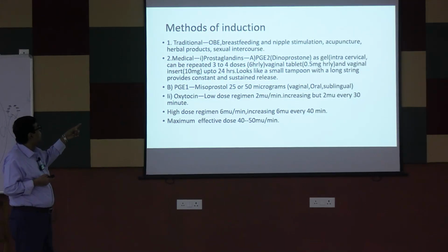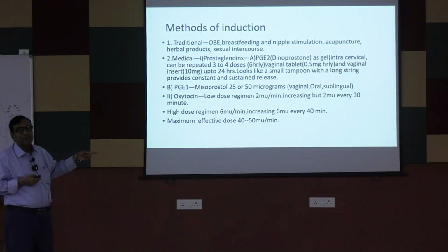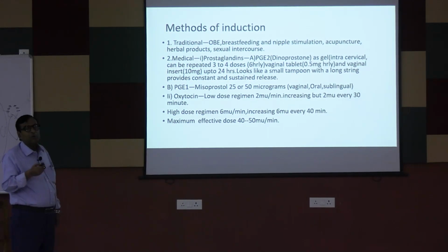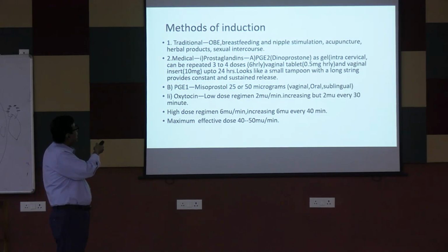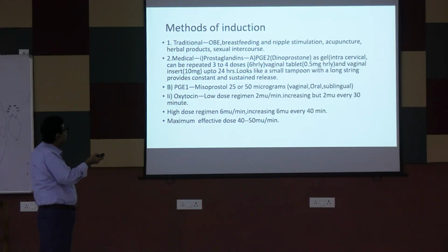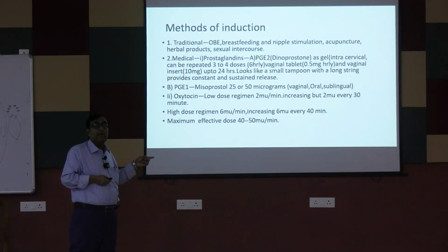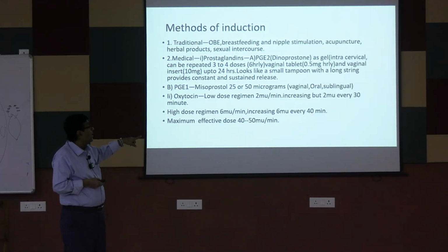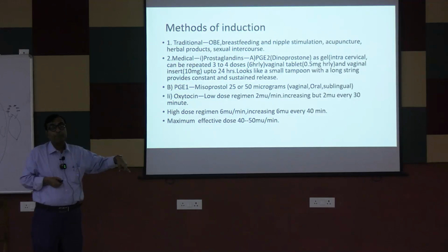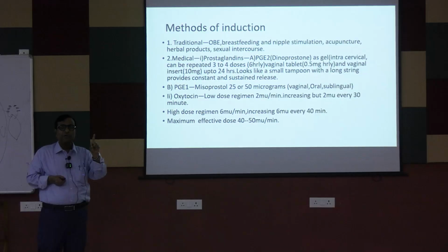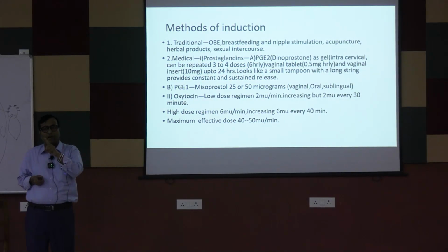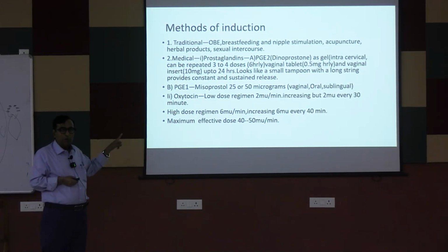Number 2, PG misoprostol tablet, 25 to 50 microgram, usually given vaginally. Oxytocin drip, you all know, is most commonly used at a lower regimen of 2 milliunit per minute, and another is 6 milliunit per minute. It is asked in examination, how will you prepare this milliunit per minute, how will you calculate? Oxytocin is available in 2 ampoules, 2 unit in 2 ml or 5 unit in 1 ml. How will you prepare it?